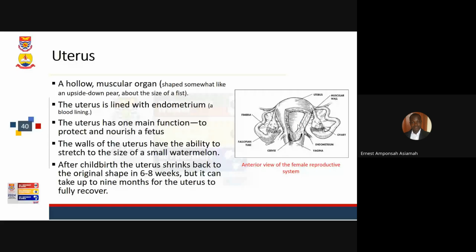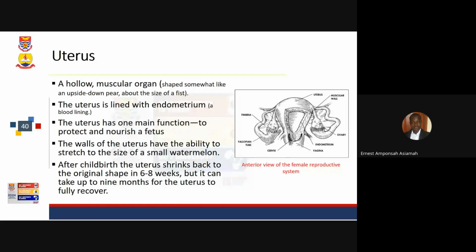Now, the walls of the uterus have the ability to stretch to the size of a small watermelon. And after childbirth, the uterus also shrinks back to its original shape in about 6 weeks to at most 2 months. We are expecting that the uterus will revert to the original size.